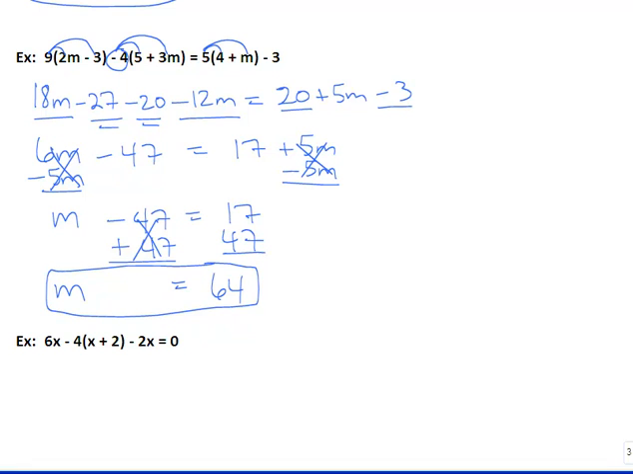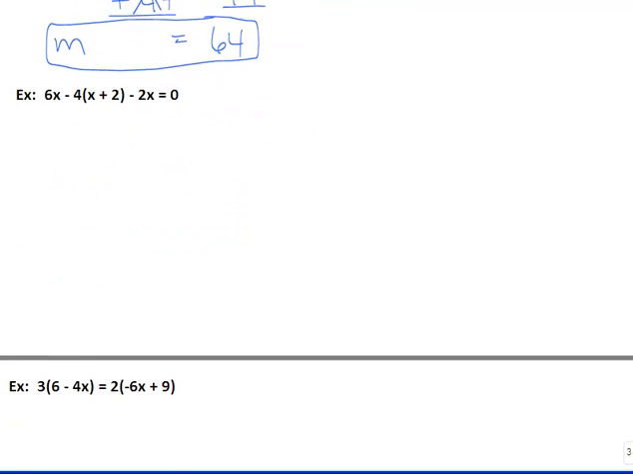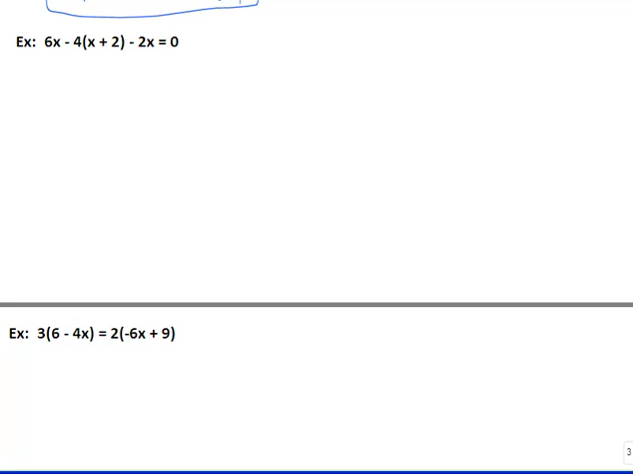Now remember, in all of the examples that we've just done, we've always gotten one solution only, m equals 64, for example. And these are called conditional equations because they only had one solution. On the next couple of solutions, we're going to see those other two special cases.